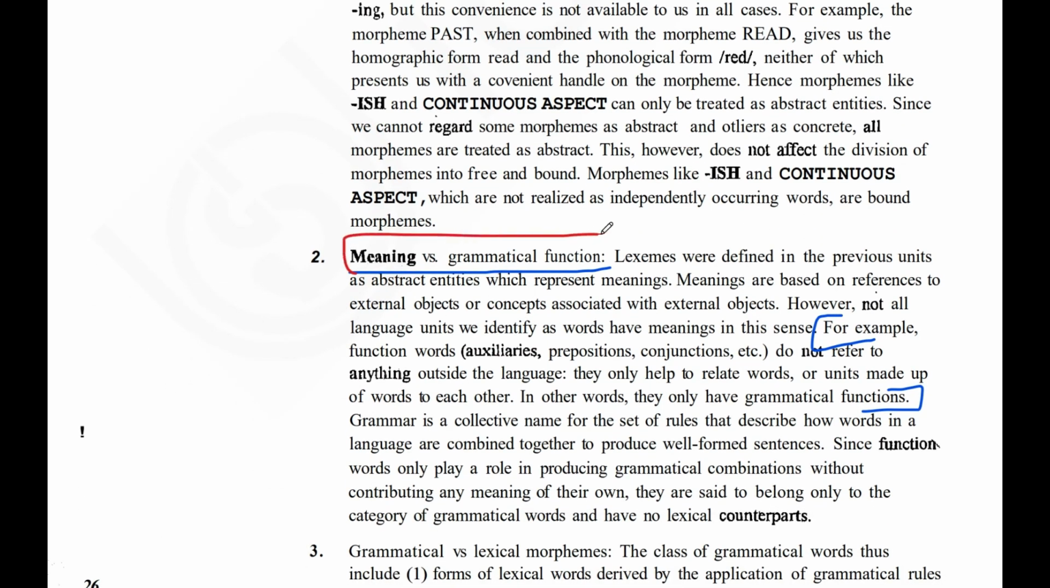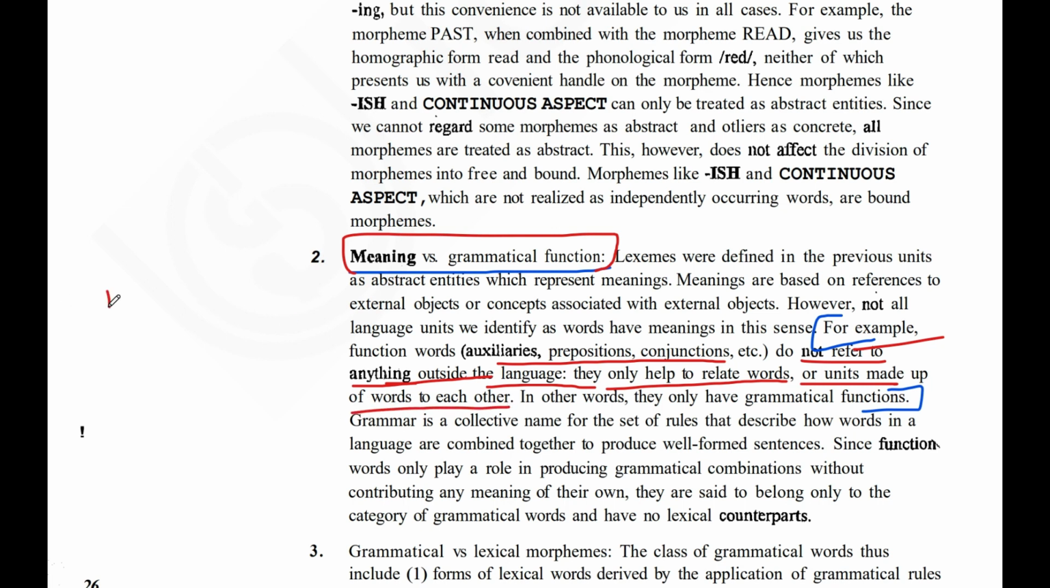So the first one is meaning versus grammatical function. Let's understand this with an example. Auxiliaries, prepositions, conjunctions. So what are these? Like in, on, the, of, or. What are these? And they do not refer to anything outside the language, do they? If I just say of, on, the, is it even helping? No. They only help to relate the words, or units made up of words, to each other.